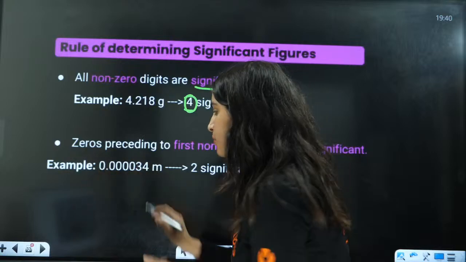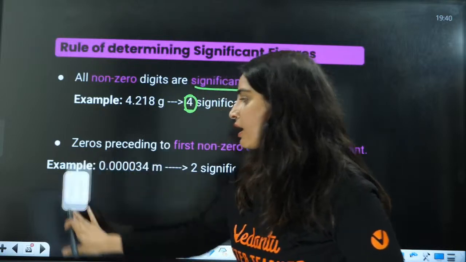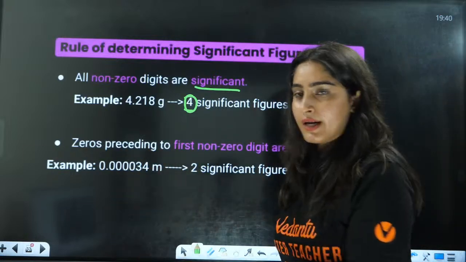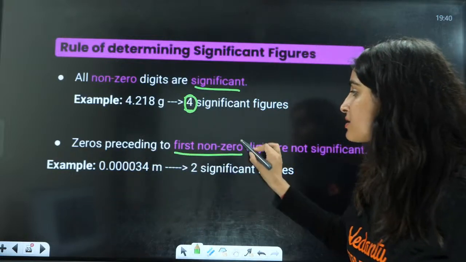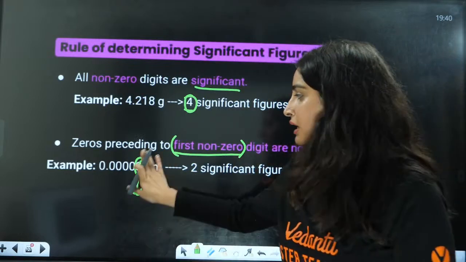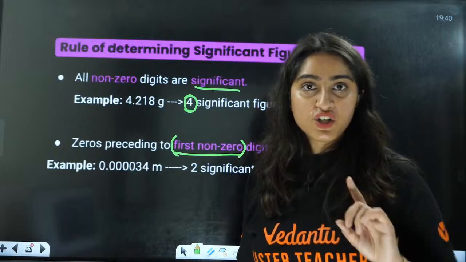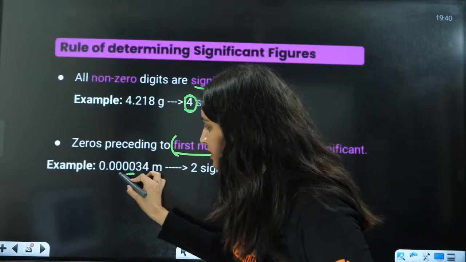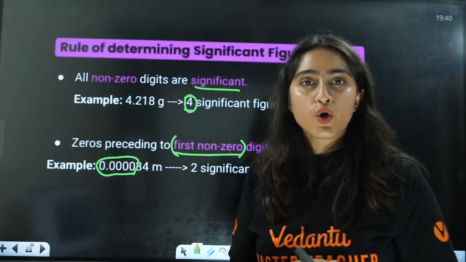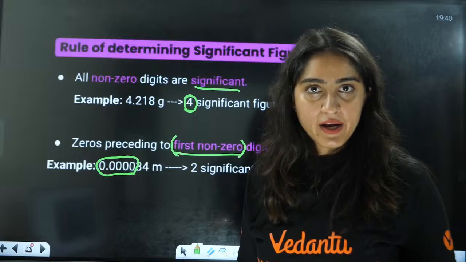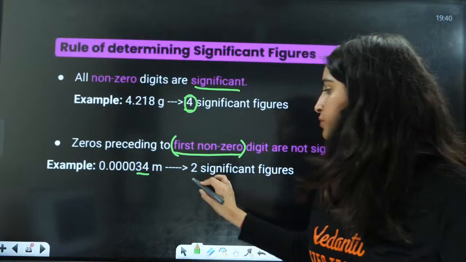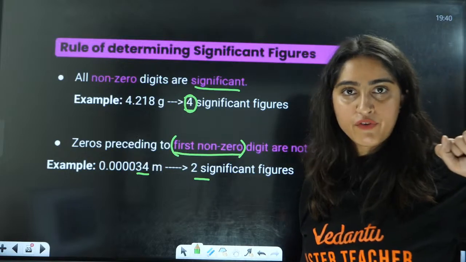And we are talking about this one. Here, zeros preceding, that means zeros that come before the first non-zero. For example, this is the first non-zero digit here, 3 is the first non-zero digit here, right? In this case, all the zeros present before the non-zero are non-significant, right? So the significant figures here will be 2. It has 2 significant figures.